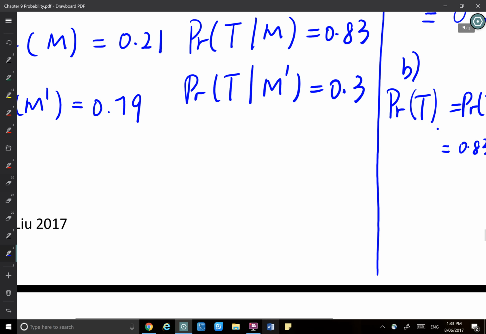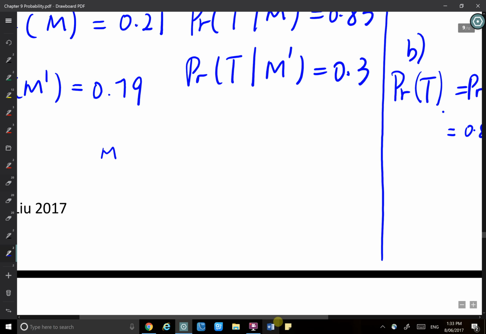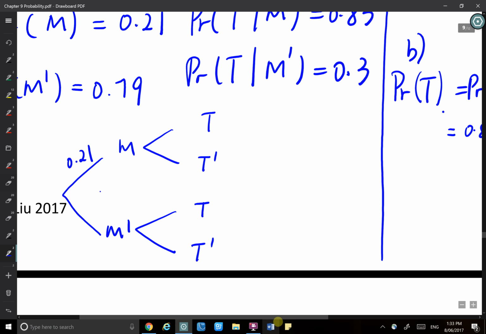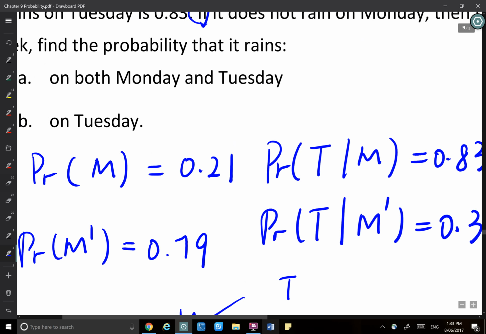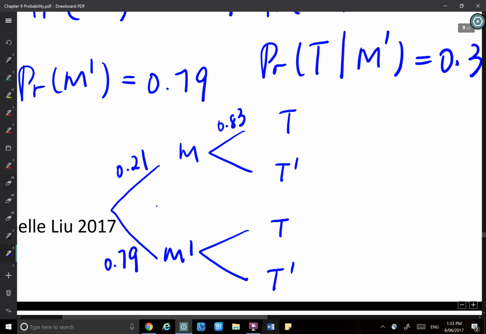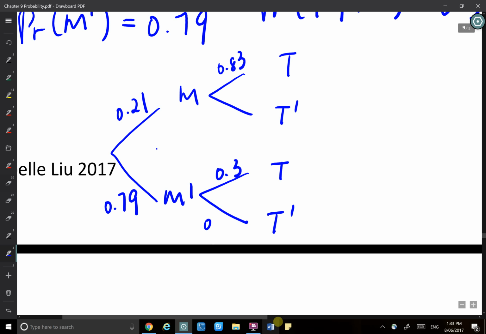Let's say we have a tree diagram. We have Monday rain and Monday not rain, and for each, Tuesday rain and Tuesday not rain. Monday rain is 0.21, Monday not rain is 0.79. Given Monday rain, Tuesday rain is 0.83. Given Monday not rain, Tuesday rain is 0.3. Therefore here must be 0.7 and this must be 0.17, because they add up to 1.